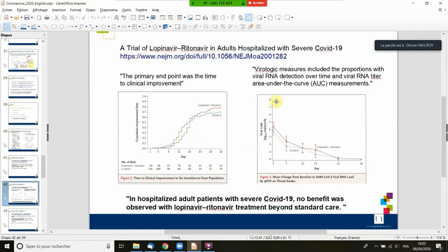Then they had a virological endpoint, so they measured the viral load in the nasopharyngeal swab sample, and this is the time after entry into the study, and this is the viral load going down over time. It goes down in the patients in the control group, and it goes down in the patients in the treatment group. So no significant difference. So this was the conclusion from the paper: no benefit observed with lopinavir ritonavir beyond standard care. Okay, so negative result for this one.